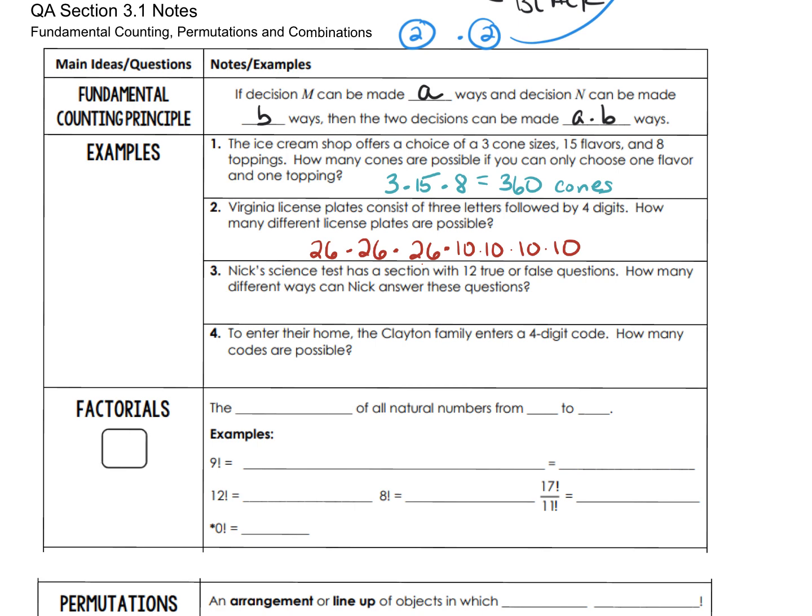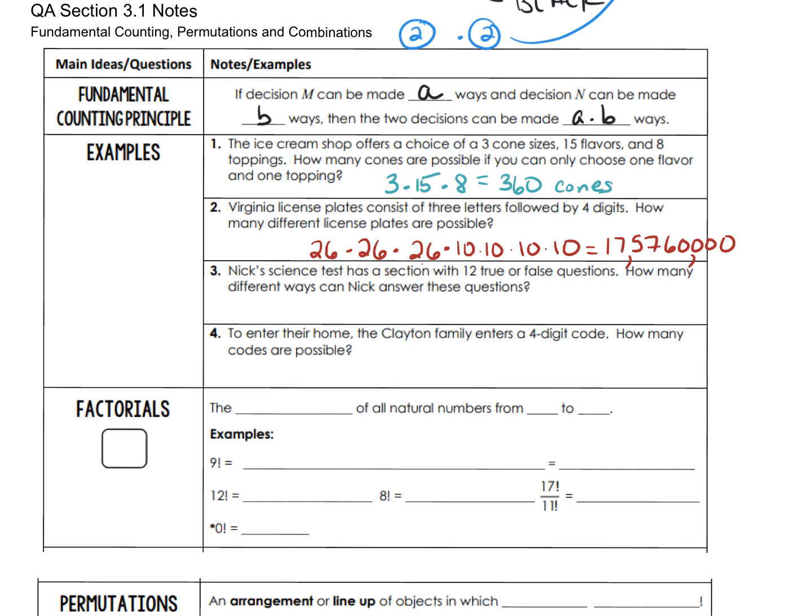If you think about 3 letters, and it could be the same letter, like A, B, B, B, C, C, C, and then 4 digits, how many different license plates are there? There's a lot. If I take this product, I get 175,760,000. So that's about 17 million different license plates that could occur. That's a lot of combinations. The more things you have, the more choices you're going to have.